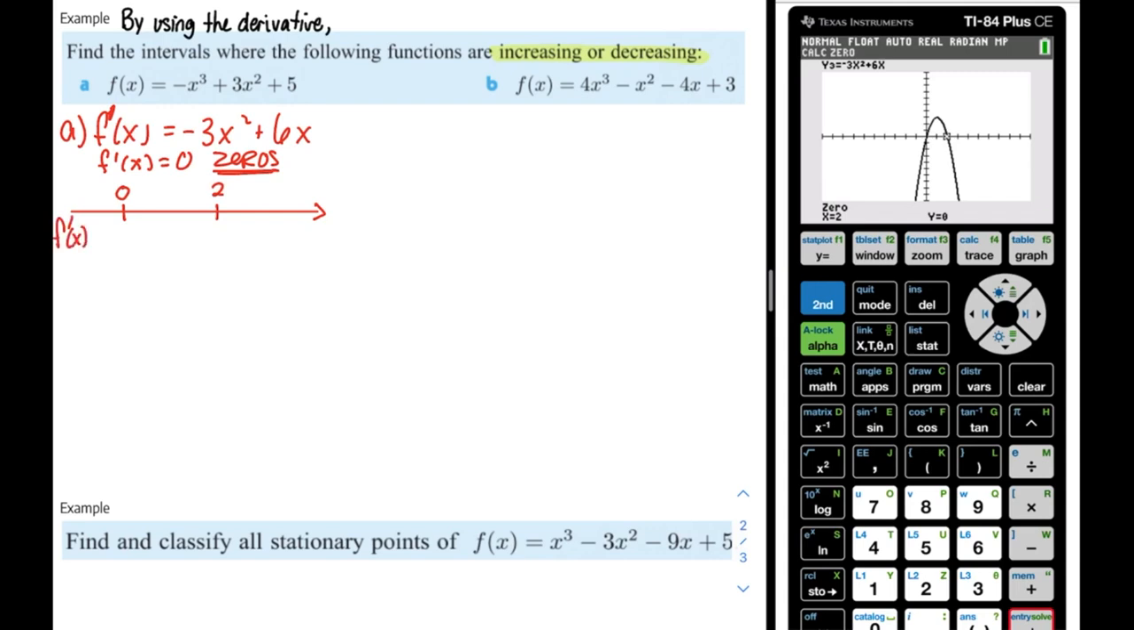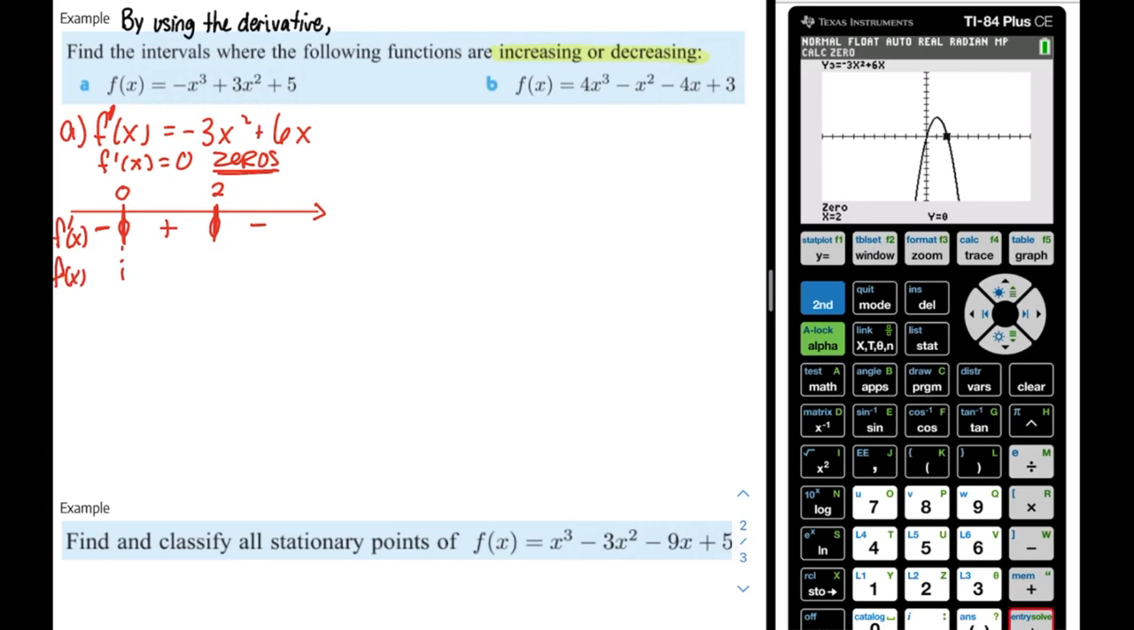And then I ask myself, what is happening to the derivative function? Is it positive or negative at those points? At the stationary points, my derivative is equal to 0. Before 0, my derivative is negative. Between 0 and 2, my derivative is positive, above the x-axis. And after 2, my derivative is negative.